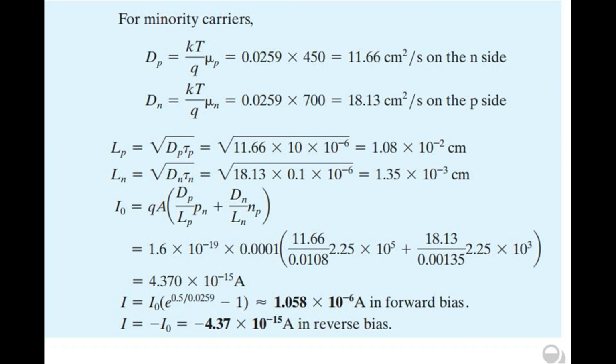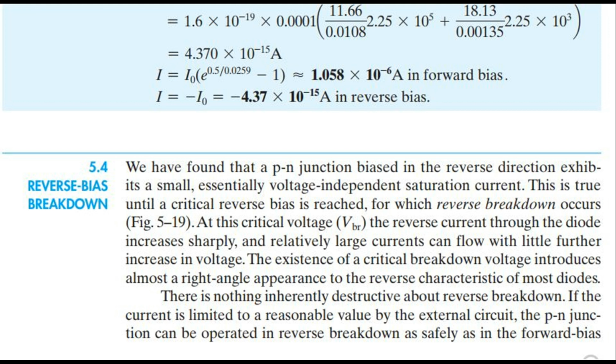There is nothing inherently destructive about reverse breakdown. If the current is limited to a reasonable value by the external circuit, the p-n junction can be operated in reverse breakdown as safely as in the forward bias condition. For example, the maximum reverse current which can flow in the device of Fig 5.19 is (E - V_BR)/R. The series resistance R can be chosen to limit the current to a safe level for the particular diode used.